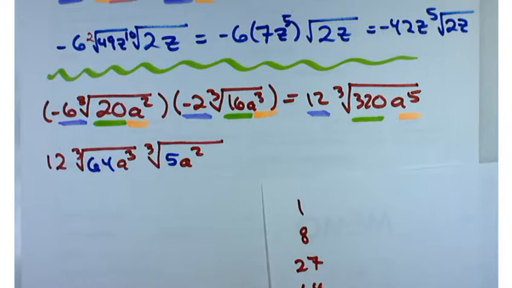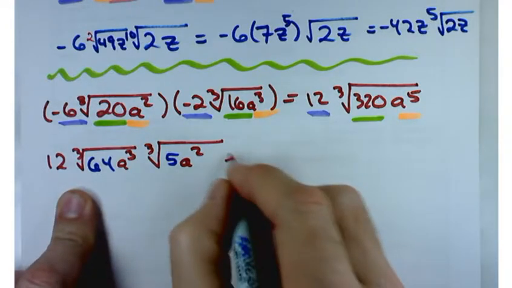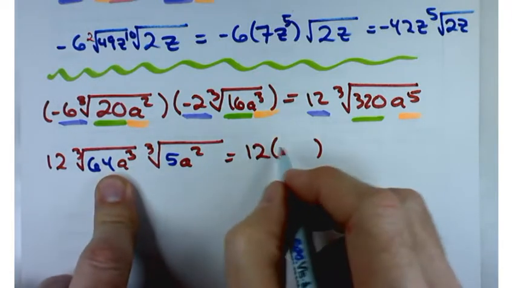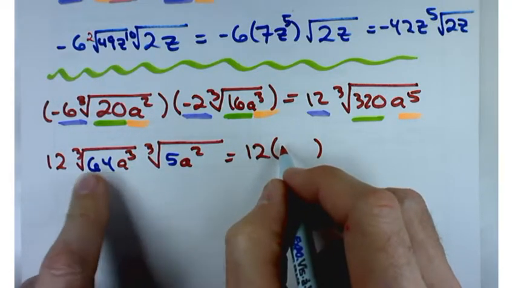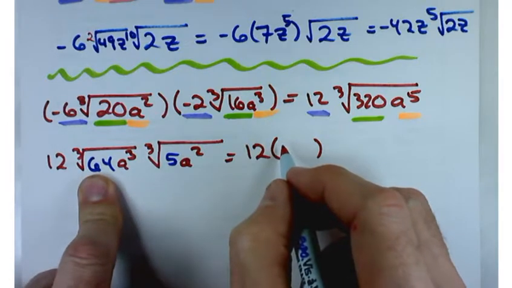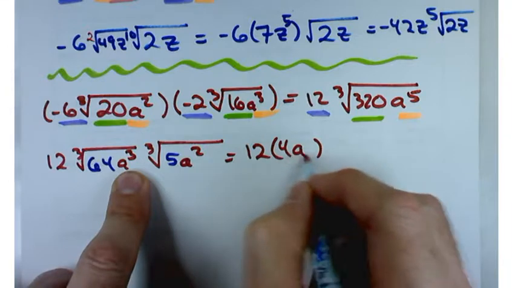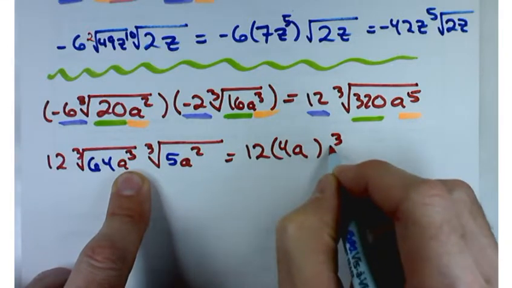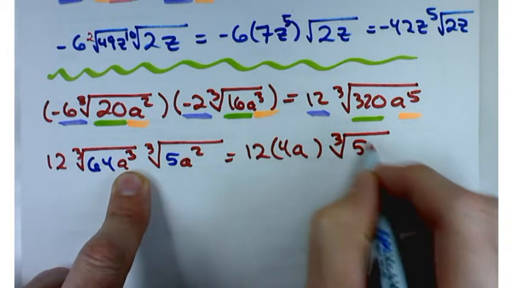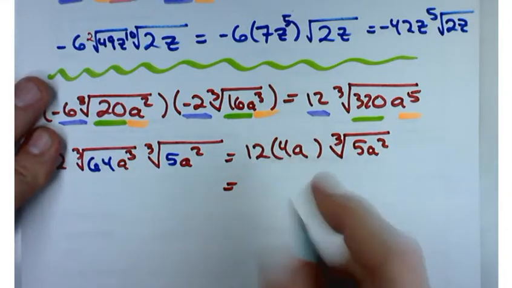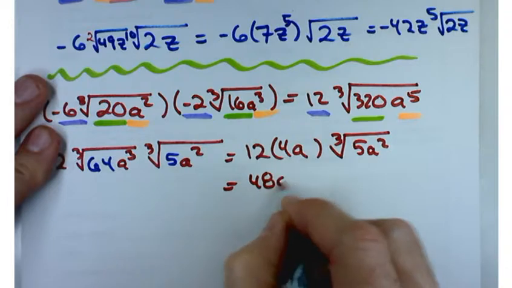Let's simplify the root then. That's going to be 12 times what? Cube root of 64 is 4. Cube root of a cubed is a. And then this is just the leftover, so nothing's going to happen there. 5a squared. I would appreciate if you multiply 12 times 4 for me. I'll do that for you just this once.